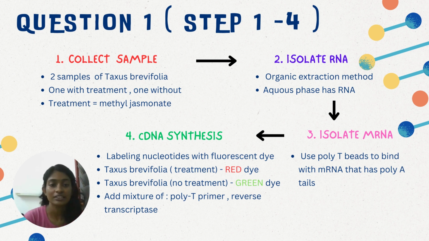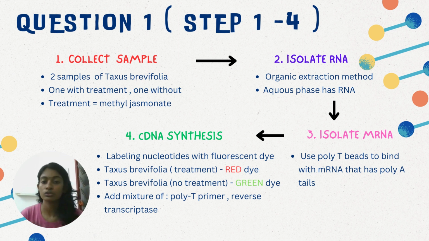Next, we have to isolate the RNA through the organic extraction method. After vortex and centrifugation, we will obtain the aqueous phase, which has the RNA in it. Then we have to isolate mRNA from the RNA by using poly-T beads to bind with mRNA that has poly-A. Then we can proceed to cDNA synthesis.